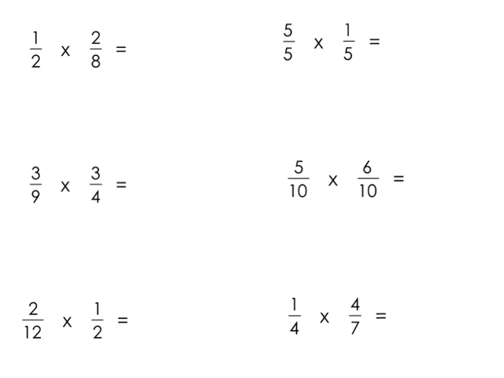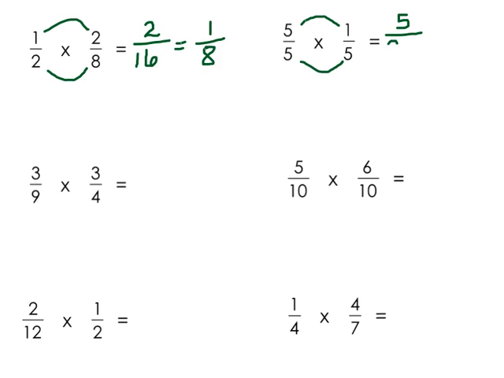Alright, let's try some more. In this one I have 1 times 2 is 2, and 2 times 8 is 16. I can simplify that through even numbers, so I divide by 2. 2 divided by 2 is 1. 16 divided by 2 is 8. And right beside it I have 5 times 1 is 5, and 5 times 5 is 25. I can divide by 5. 5 divided by 5 is 1. 25 divided by 5 is 5.